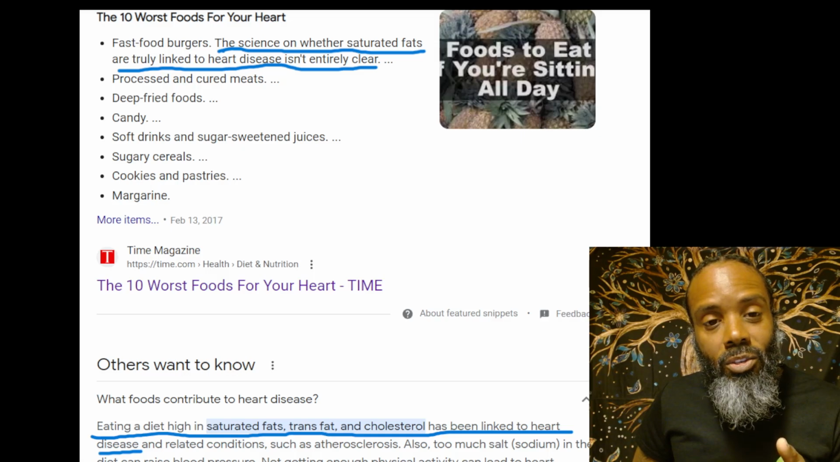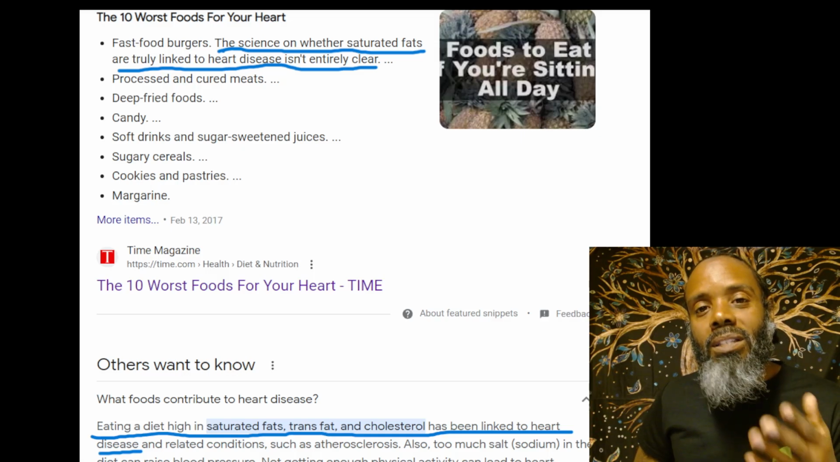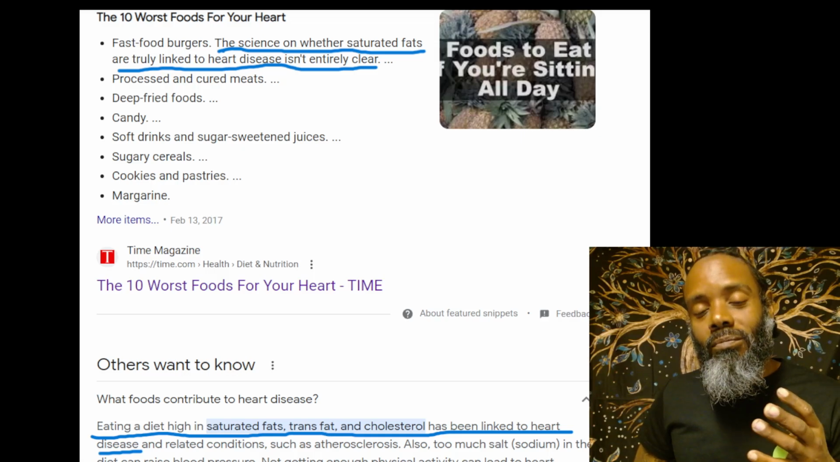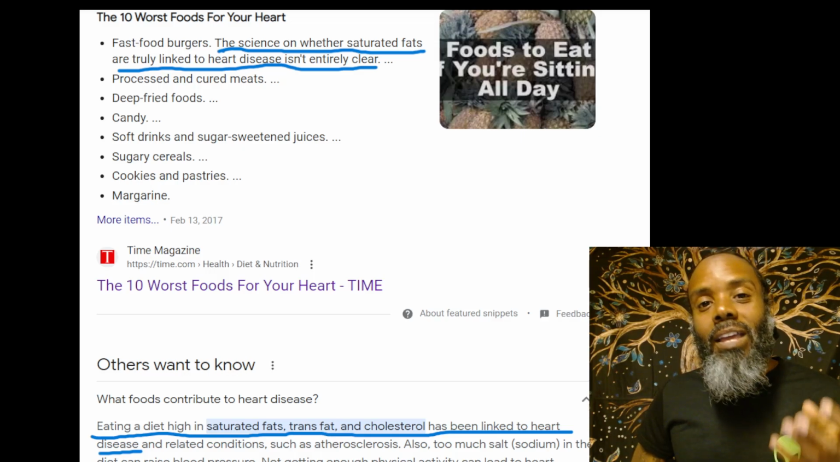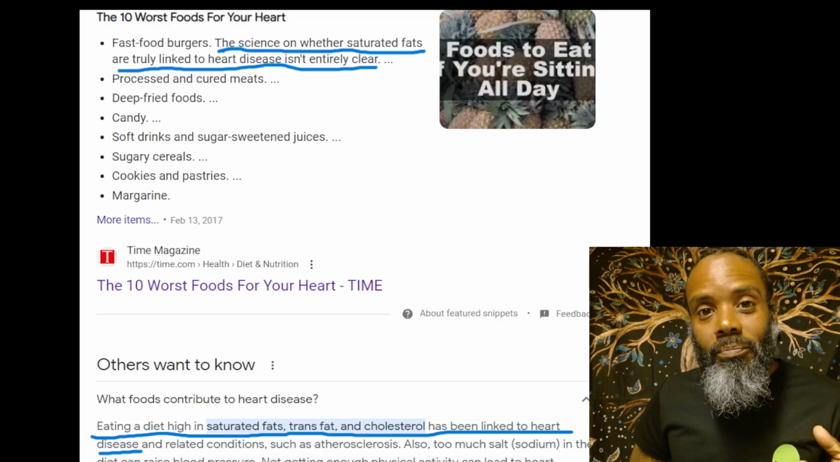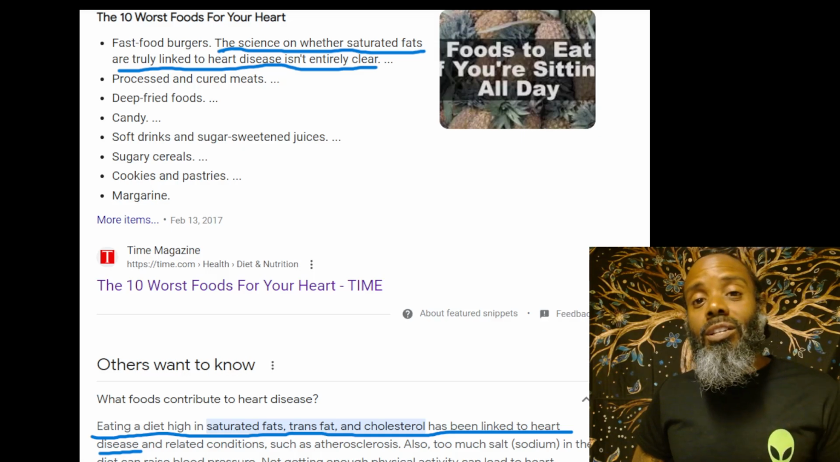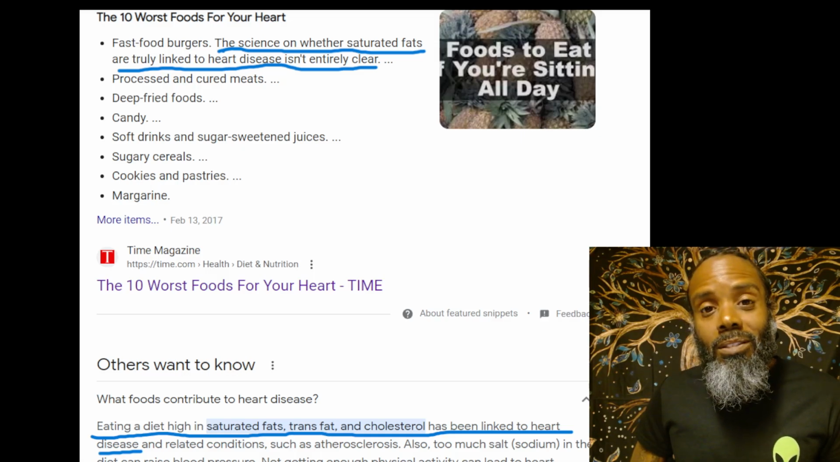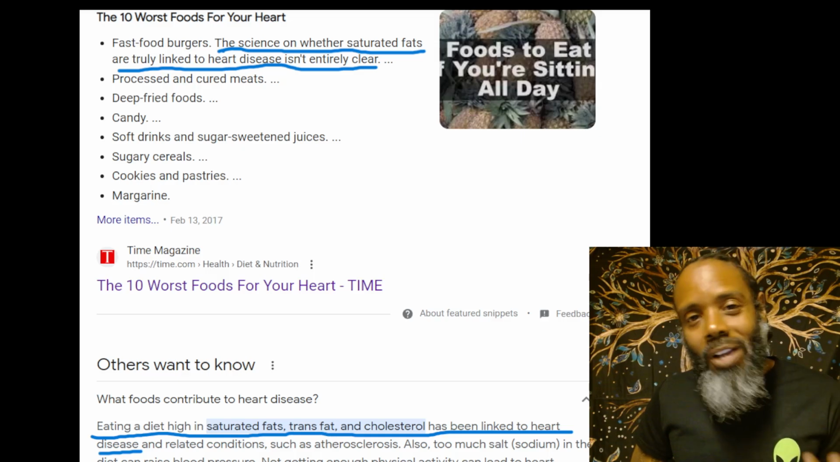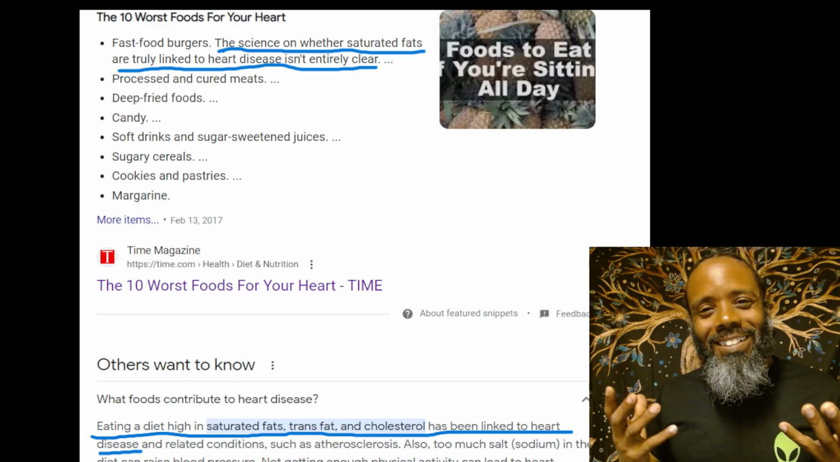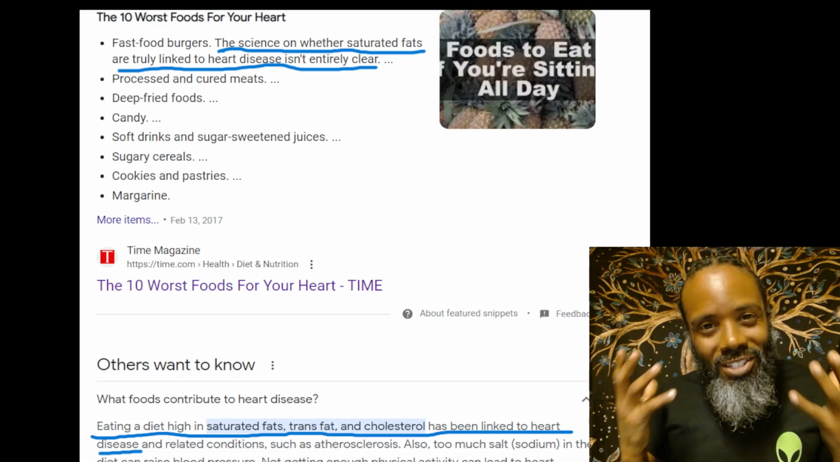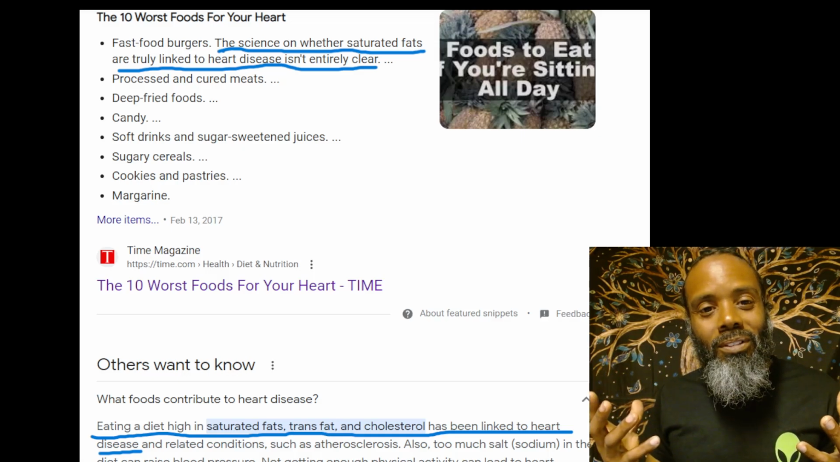Next is processed and cured meats. Then you got deep fried foods. Wait a minute. Deep fried foods are fried in oils which are high in saturated fats. I'm not a genius. This stuff is just common sense. Like, you see how contradictory that is? I don't understand these people.